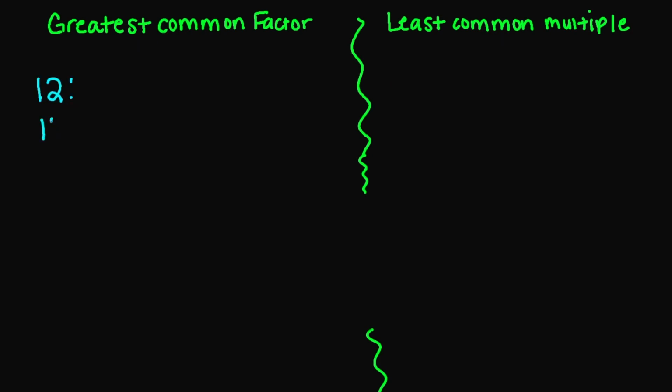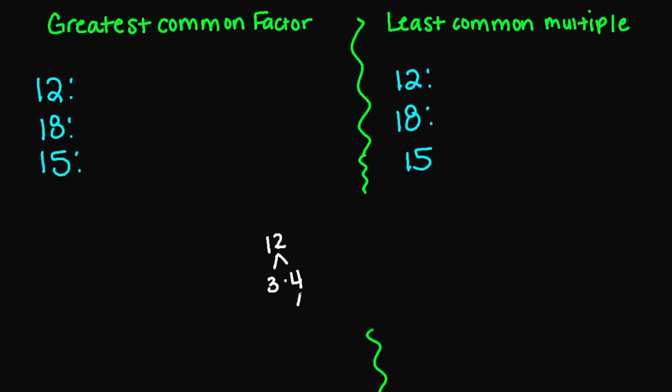So let's try to find the GCF and LCM of 3 different numbers. So let's do 12, 18, and 15. So let's go ahead and factor my 12. I can factor that into 3 times 4. My 4 can factor into 2 times 2. For 18, I can factor into 2 times 9. And then my 9, I can factor into 3 times 3. And then my 15, I can factor into 3 times 5.